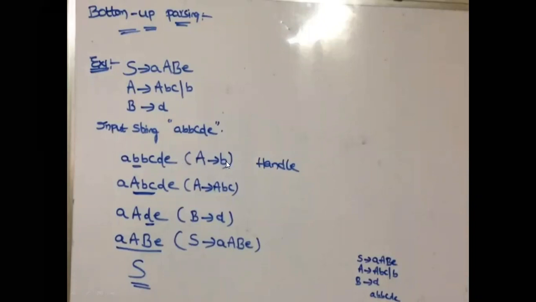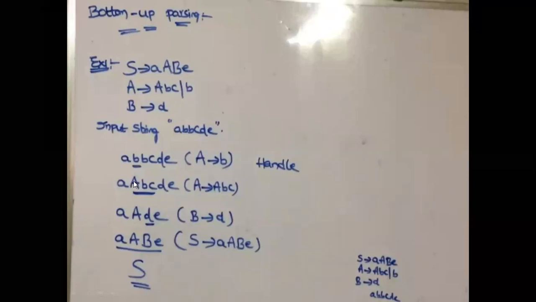So this is the reduction statement. A is a production with small b. So this small b is replaced with capital A. So this is the string. Then we are considering again b as a substring. Yes, we are having in the right hand side the production with small b. So we have to replace this b with capital A, the left side non-terminal.